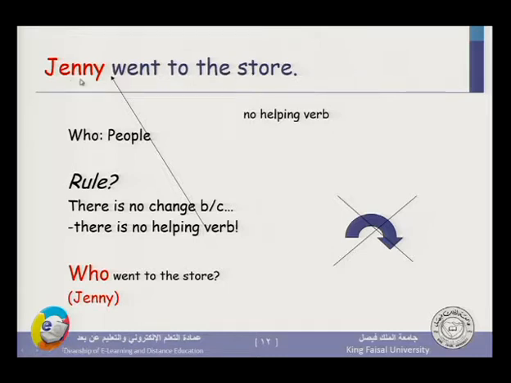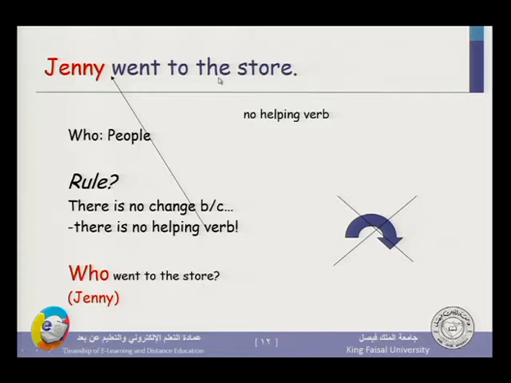If I want to ask about the subject, you remember we use the question word who. Very good, to ask about people. And now do we need any inversion? No, we just say who went to the store. Instead of Jenny, we say who went to the store. That's it, without any inversion. So there is no change here. There is no helping verb. We don't use any helping verbs here because we ask about the subject.